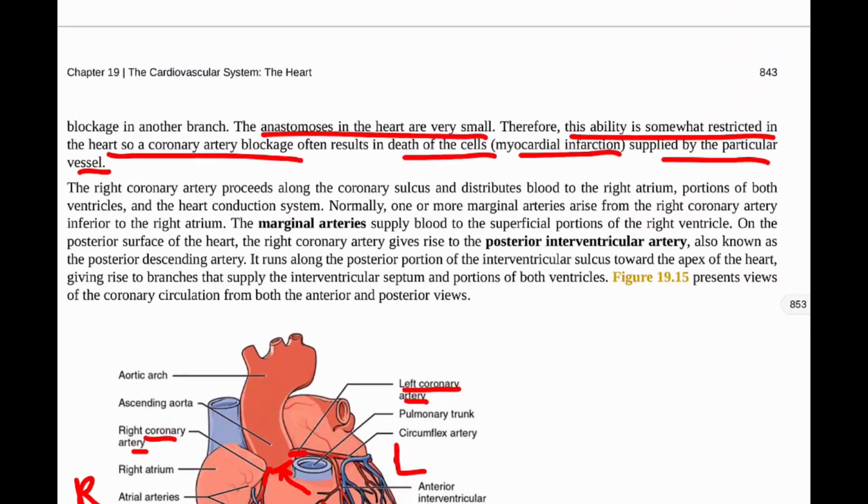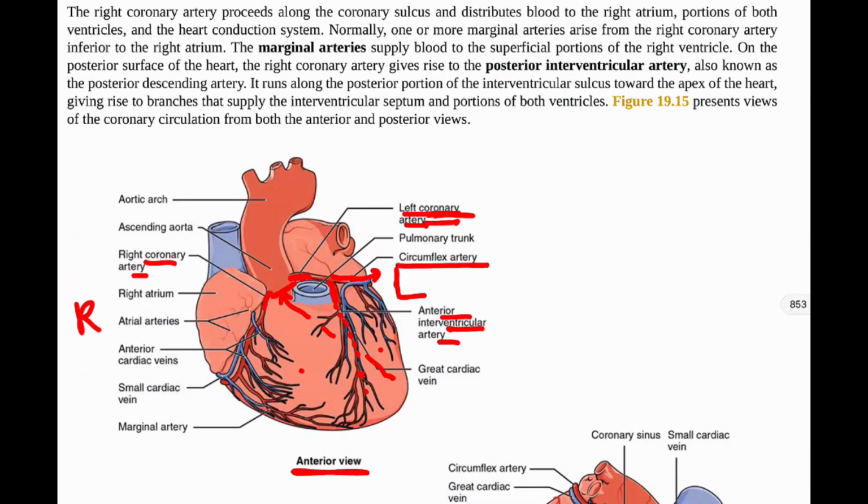Here we go. So then the right coronary artery, we're going to look at that now. That's this one down here, going to the right side. Remember, this is our right of that heart. It proceeds along the coronary sulcus, remember this indent underneath the auricle here, and distributes blood to the right atrium, portions of both ventricles, and the heart conduction system.